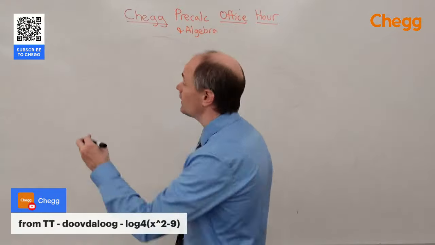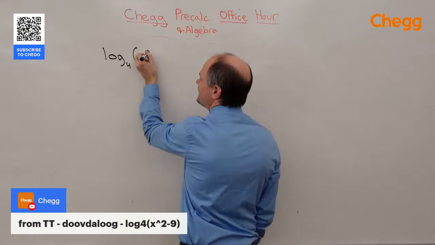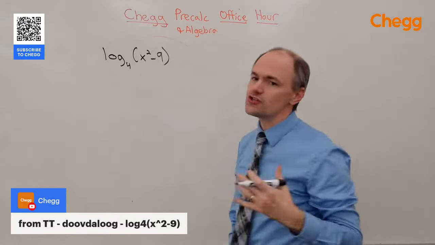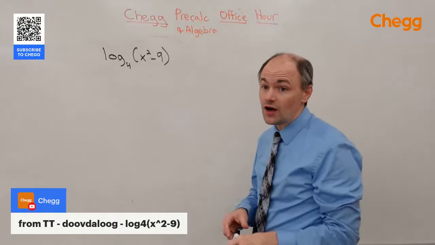So the problem was log base 4 of x squared minus 9. And my guess is what we want to do with this is we want to expand this logarithm into 2 logarithms.